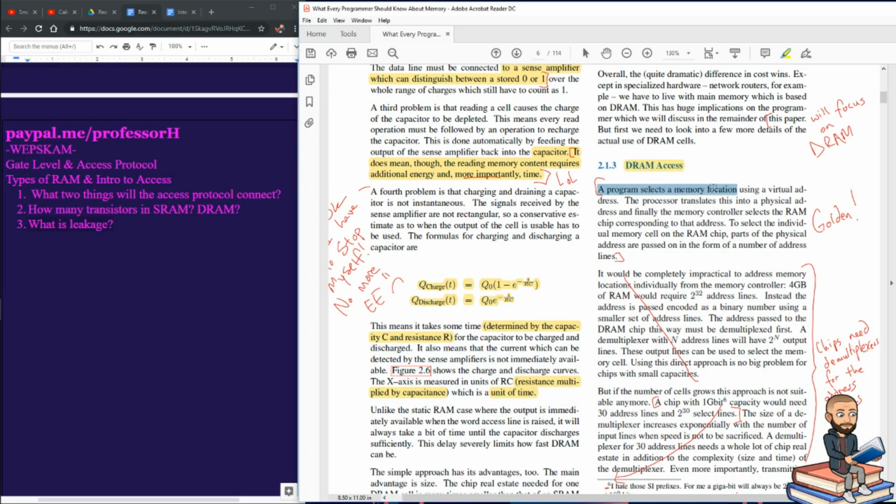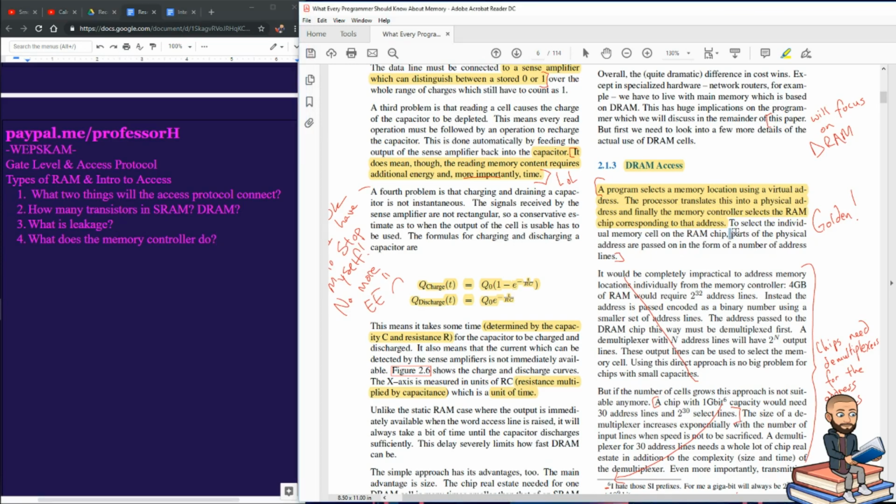A program selects a memory location using a virtual address. The processor translates that into a physical address, and finally, the memory controller selects the RAM chip corresponding to the address. So what does a memory controller do? And it'd be great if you said, after the processor takes in the virtual address, it turns it into a physical address, then it hands it off to the memory controller, in which the memory controller will figure out which chip the address is on.